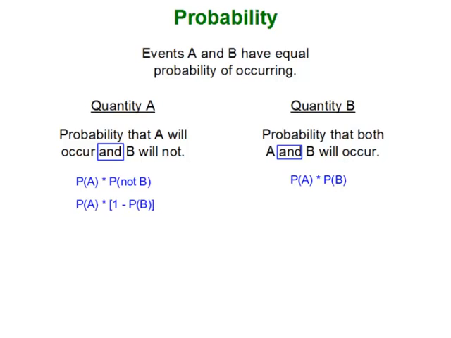And you might cancel. You might say, okay, the probability of A is the same in both of these. We're really comparing the probability that B will happen to the probability that B will not happen. Or you could just plug some numbers in. So if the probability of each of these things is 0.5, we are told that events A and B have equal probabilities of occurring, then both the quantities are 0.25.